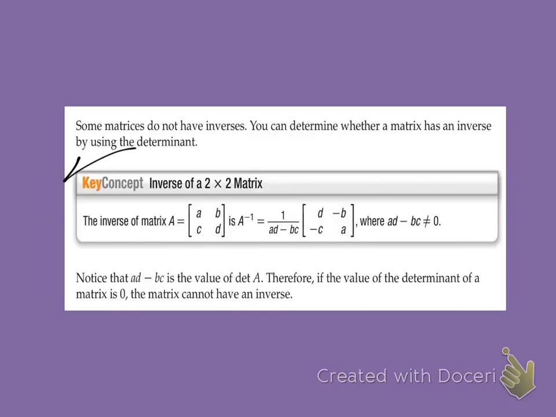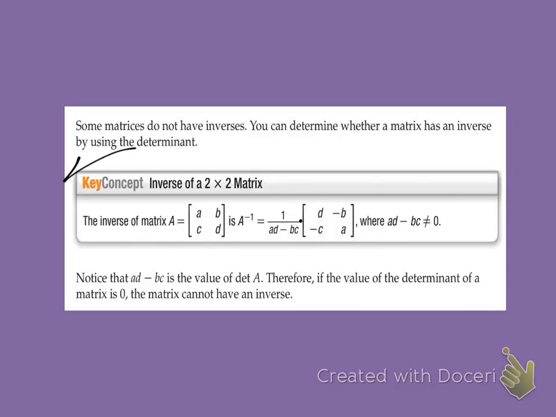To find that inverse, you are going to first do 1 over AD minus BC. This is typically going to end up being a fraction. You're going to have a fraction in front: 1 over AD minus BC. That should sound familiar to you. AD minus BC is the formula to the what? The determinant. Not discriminant. Determinant. Good. So it's 1 over your determinant times this different 2 by 2 matrix.